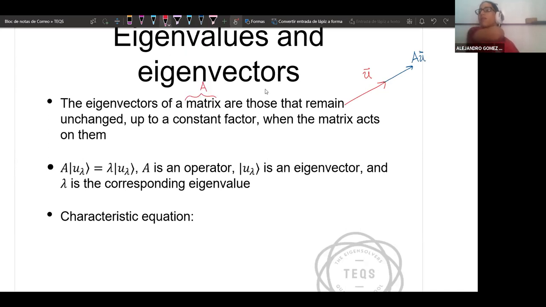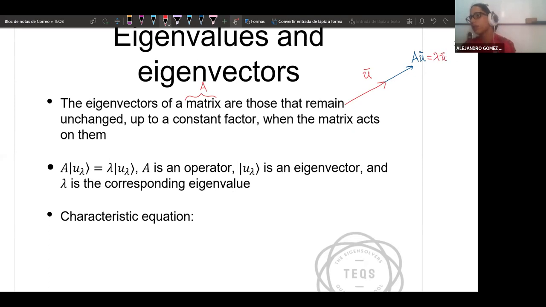That means if U is an eigenvector of A, when A is applied on U, then the direction of the vector does not change. It's only resized, but the direction remains the same. So that's a geometrical interpretation of what an eigenvector is. So here it says that it remains unchanged up to a constant factor. So what is that constant factor? We call it lambda. So lambda times U.